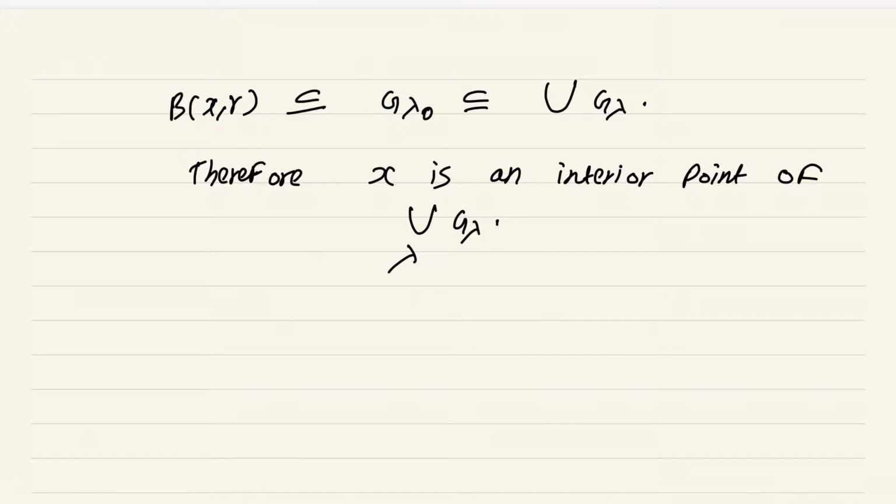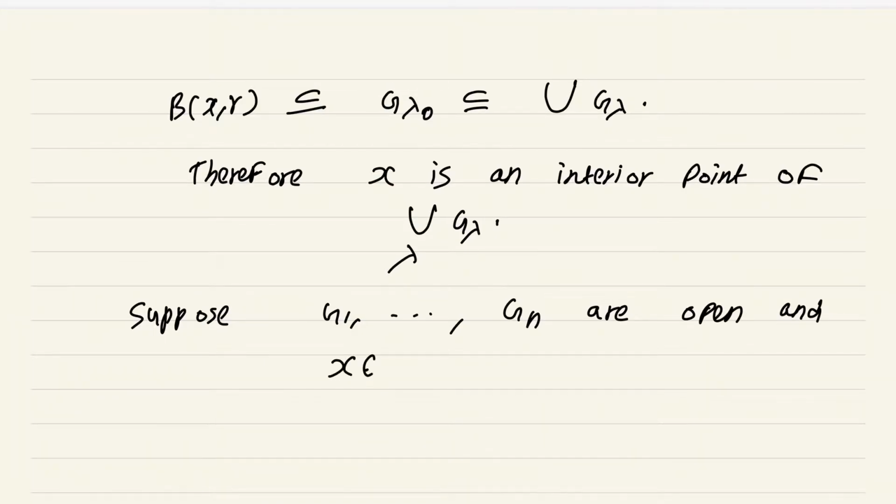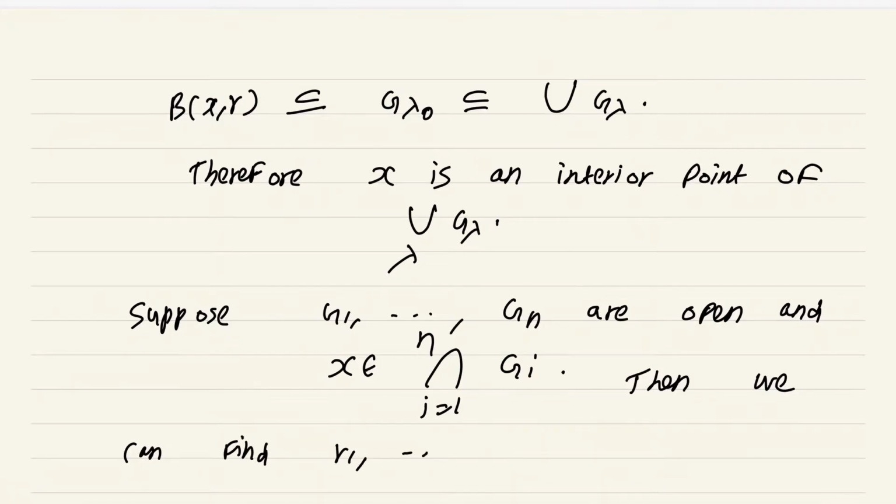The intersection case is equally easy. Suppose G1 through Gn are open and X is an element of the intersection of Gi, i running from 1 to n. Then we can find r1 to rn all greater than 0 such that B(X, ri) is a subset of Gi. This is just because each Gi is open, therefore X is an interior point of each Gi, and hence we can find some ball of positive radius centered at X which is fully contained in Gi.